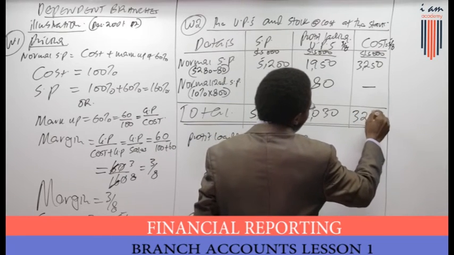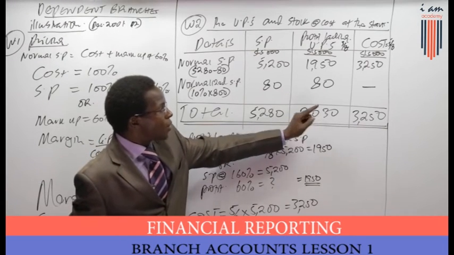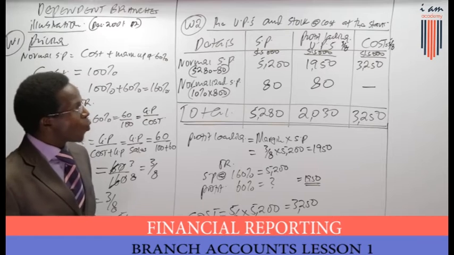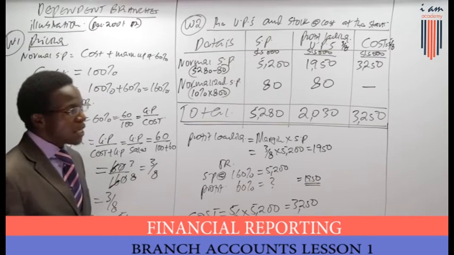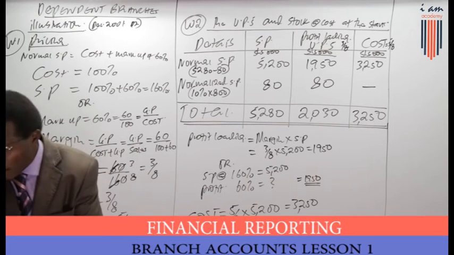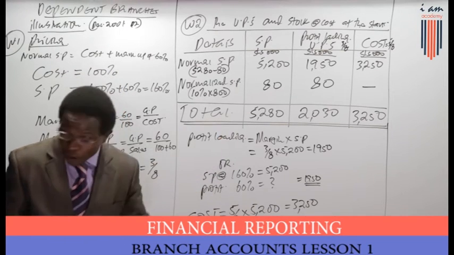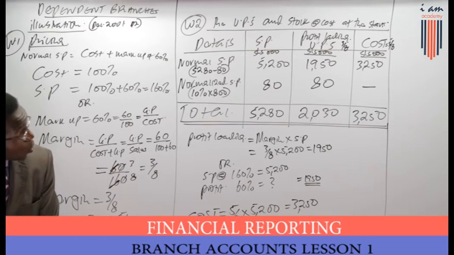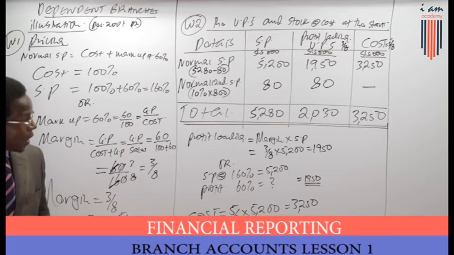This one remains 3,250. So friends, we already have in our branch markup account the 2030 as our realized profit. We have our opening stock at cost 3,250, and that is going to help us in our subsequent work when we're preparing the memorandum trading profit and loss account. Because I need those figures later, I have to write them somewhere. So we have the profit loading, 2030. I have the opening stock at cost, 3,250. We need those figures very importantly.